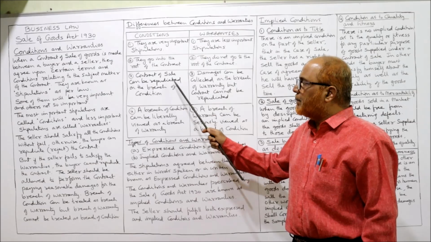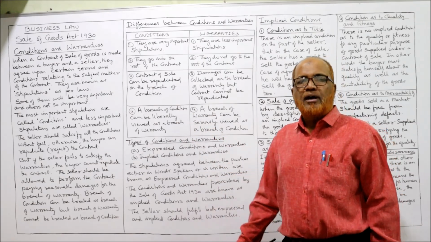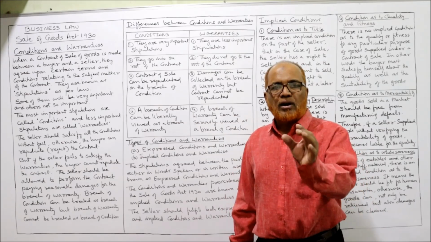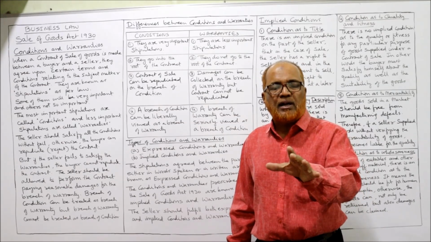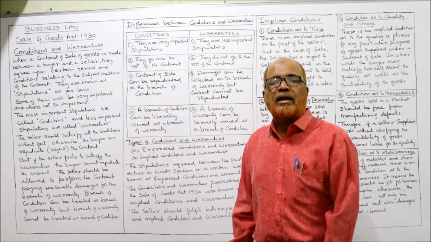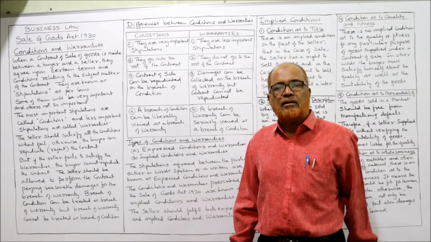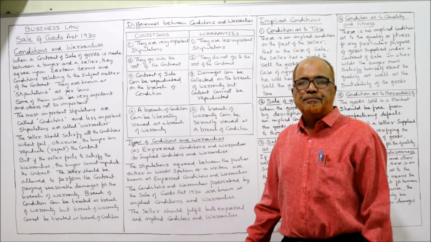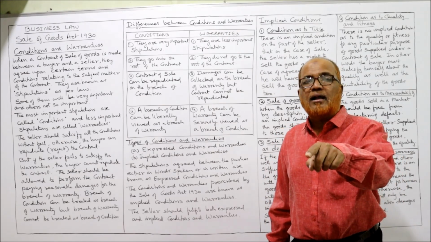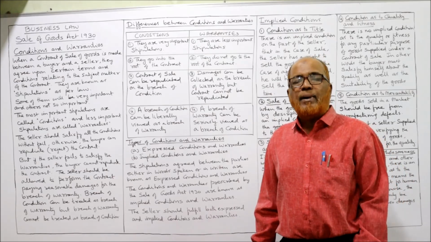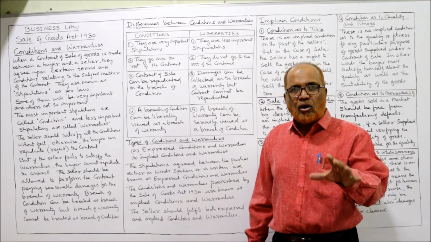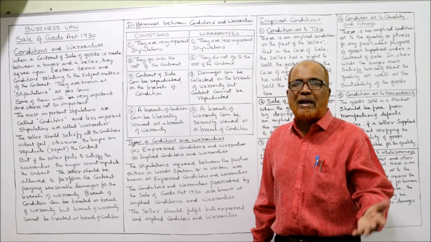The contract of sale can be repudiated on the breach of condition. Repudiated means rejected, terminated. The contract of sale will be terminated if there is a breach of condition. Condition is broken, then the contract can be repudiated. But in case of breach of warranty, the buyer can claim damages. The buyer cannot repudiate the contract. He can only claim damages.